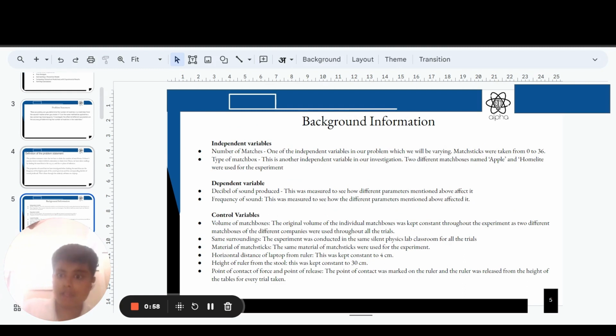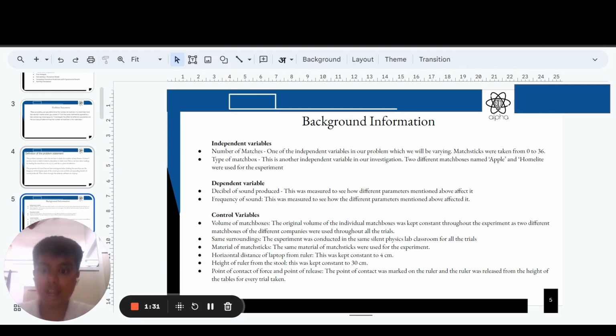So this is the background information that I researched. First we talk about the independent variables which will be changing, which in this case is the number of matches in the matchbox. The other one is the type of matchbox you are using. For this experiment, I used two kinds of matchboxes. The first one was an Apple matchbox, a company called Apple, and the other one was Homelight. Then the dependent variables are the decibels of sound produced, basically loudness, and the frequency of sound produced.